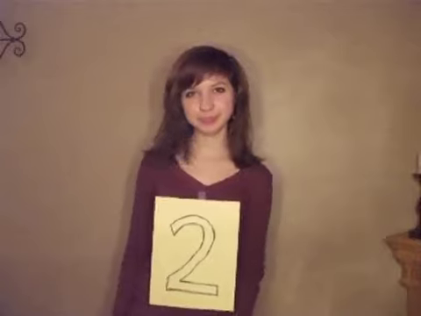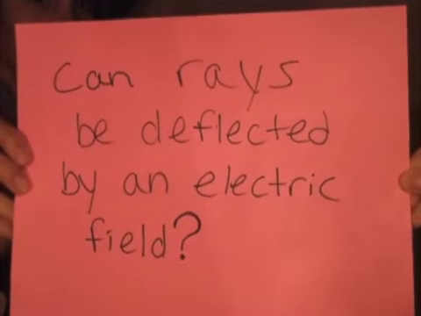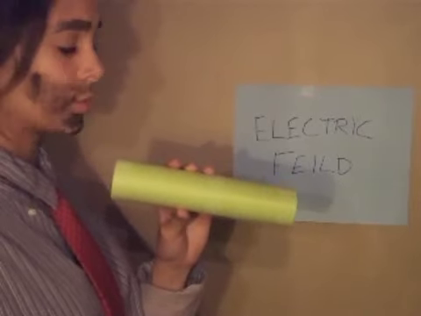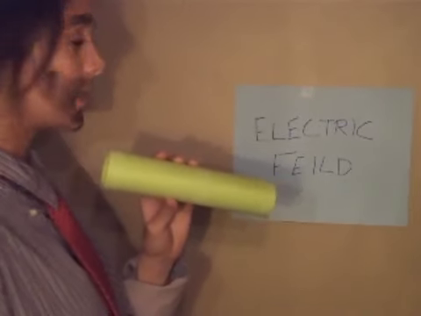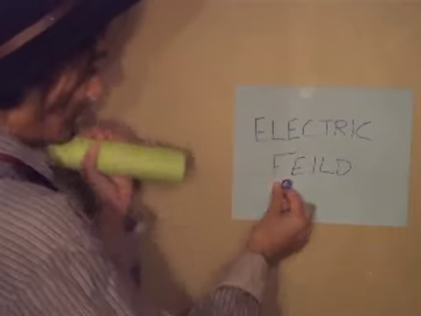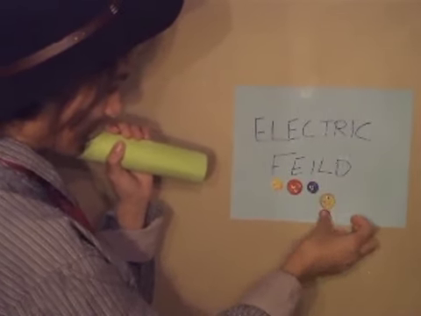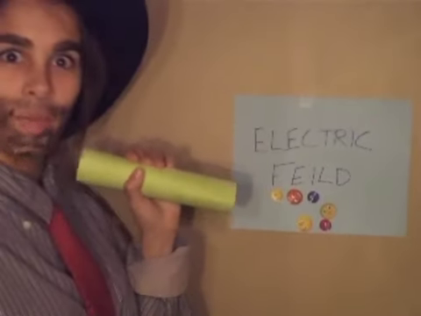Experiment 2. I use my cathode ray tube to shoot a beam of rays at the electric field. They're bending.